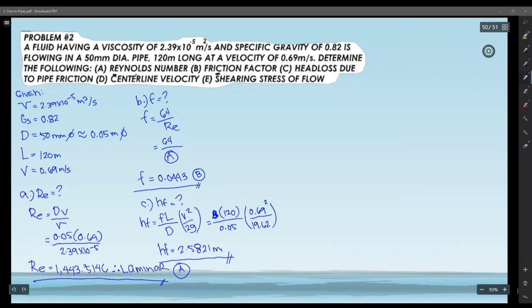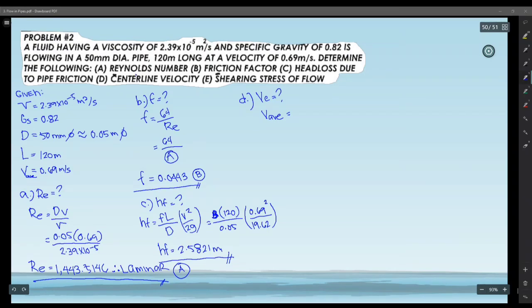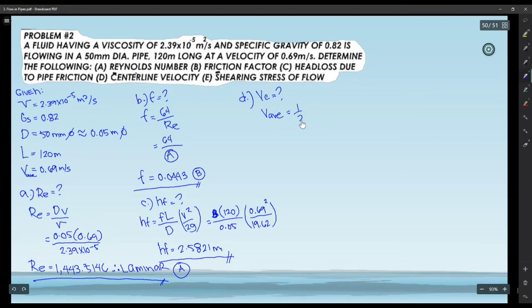So, anong sunod nating pinapahanap dito? So, for letter D, ang pinapahanap na sunod is the center line velocity or yung B sub C. Pero yung B sub C mo, di ba doon sa ating previous video, yung average velocity kasi, ito kasi yung average velocity okay? Is equivalent lang saan? Di ba half lang siya ng center line velocity?